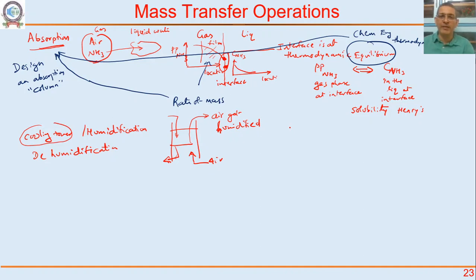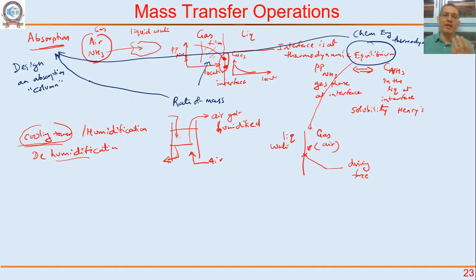Air got humidified. So if I think in terms of the liquid and gas, now gas contains air, liquid is water. Now at the interface, partial pressure would be equal to vapor pressure, equilibrium, and then there is a driving force, mass transfer of water vapor from the droplet to the air gets humidified. Mass transfer and thermodynamics both together are required to design a cooling tower.